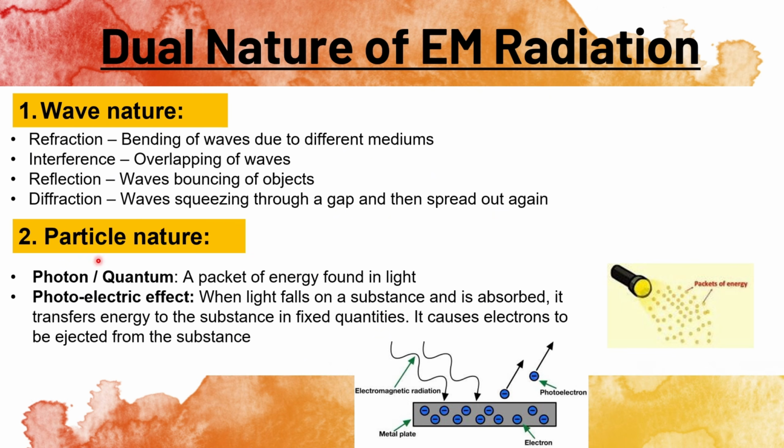But when we are looking at the particle nature, we are simply looking at the particles in this wave. So we are talking about photons. Photons are quantum. But what is a photon? A photon is a packet of energy found in light. As you can see here in this illustration on the right, we have our torch generating our light. And in this light, we can see there are small round circles. Each of them represents a photon. Photon meaning a packet of energy.